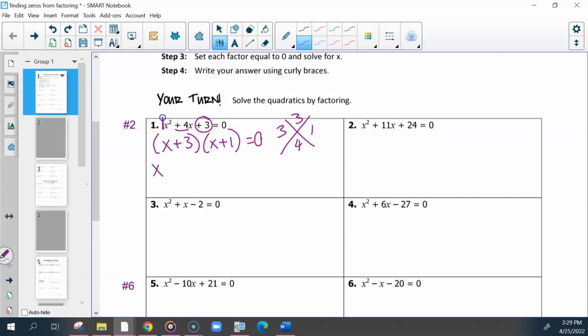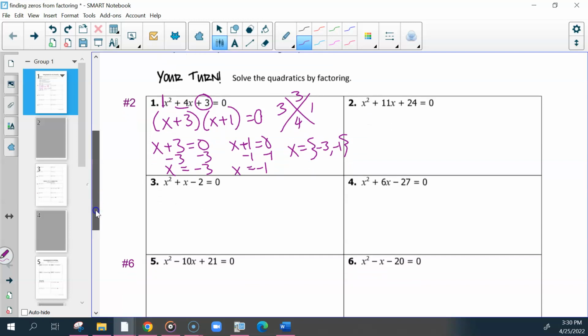So now I can remove the parentheses and set each factor equal to 0 and solve. So now x equals -3 and x equals -1. So our solutions are -3, -1. Hopefully that seems simple enough. We're going to do one more of these type and then move on to another.